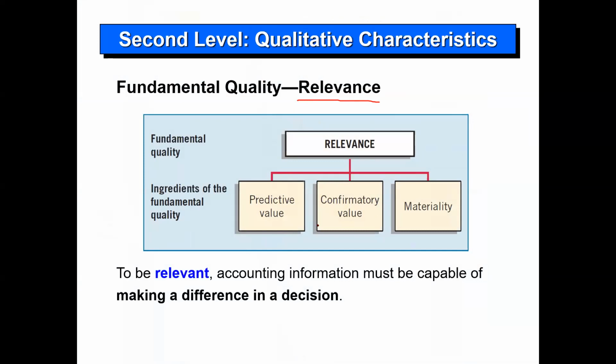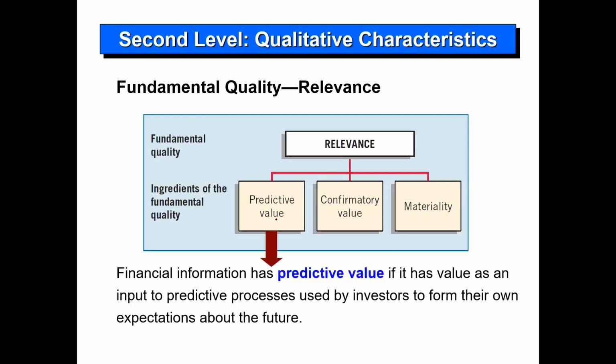What do you mean by relevance? Relevance is accounting information must be capable of making a difference in decisions. Relevant means important, related to whatever the decision that you are taking. And okay, it will affect your decision if you are going to know such information. Relevant, you must know this information because it will enable you to take the right decision. Type. In order to have relevant information, this information must have the first ingredient, which is predictive value.